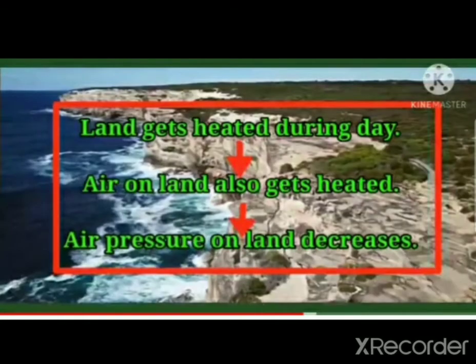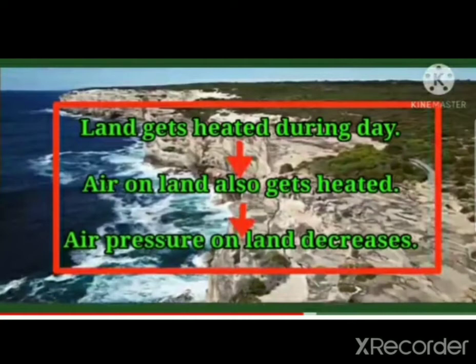In the coastal areas, land gets heated during the day. Hence the air on the land also gets heated and the air pressure on land decreases. The sea water gets heated slowly, hence the air is less heated and the air pressure remains high. Winds blowing from the sea towards the land are called sea breeze. At night, land cools down faster as compared to the sea and therefore has higher air pressure. Hence, land breeze blows from the land towards the sea.